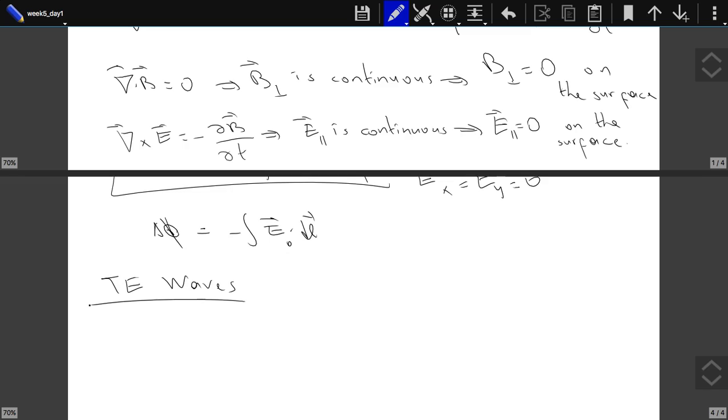Now let's start with TE waves. Now in TE waves, we know that EZ is equal to 0. That is how we define this. BZ is non-zero. Now, what are the equations we have in this case?